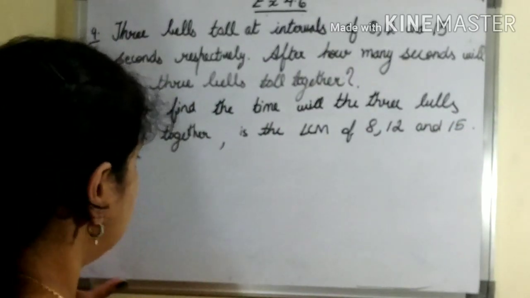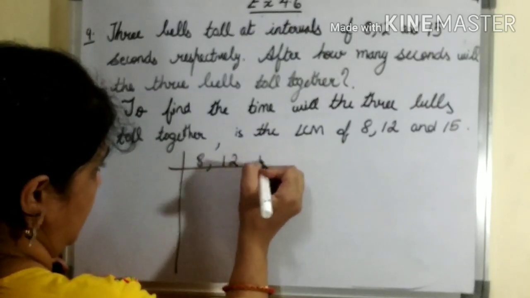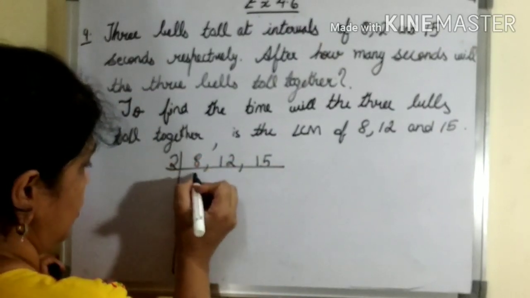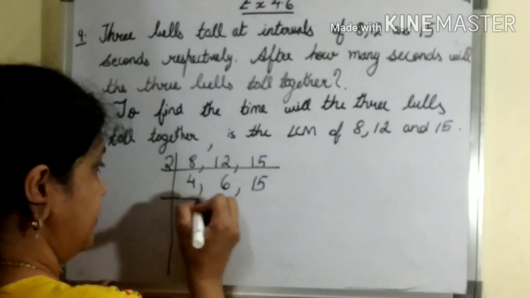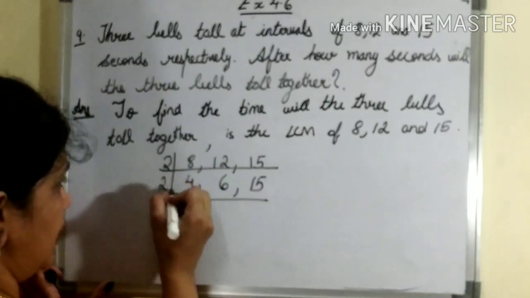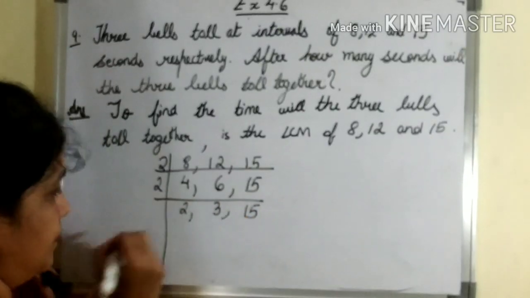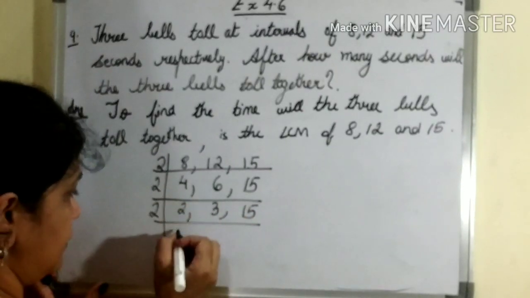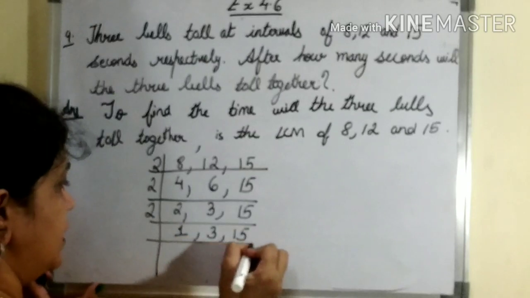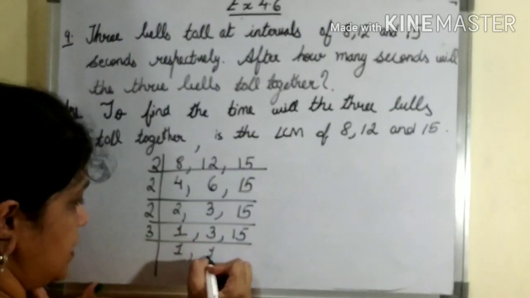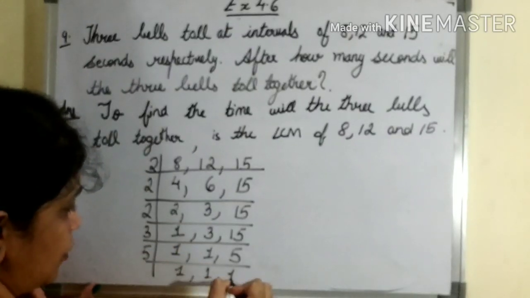Now in order to find the LCM we can do it by the short division method. When we do it in this way, first we divide by 2. 2 4s are 8, 2 6s are 12, and 15 we write as it is, since it is not divisible by 2. Again, 2 2s are 4, 2 3s are 6, 15 as it is. Again we divide by 2 so that it becomes 1. Then 3 I will write as it is and 15 as it is. Then I will divide by 3. 3 1s are 3, 3 5s are 15, and in the last I divide by 5, so it becomes 1, 1, 1.